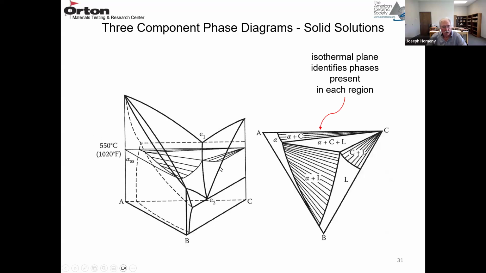If you take an isothermal cut in that diagram at 550 C, the isothermal plane identifies the phases present in each region. So here's some solid solution. It's in solid form. This is solid solution plus C, and then you have a liquid region, C plus liquid, solid solution plus C plus liquid, and then solid solution plus liquid. So that's an isothermal cut through a solid solution phase diagram.